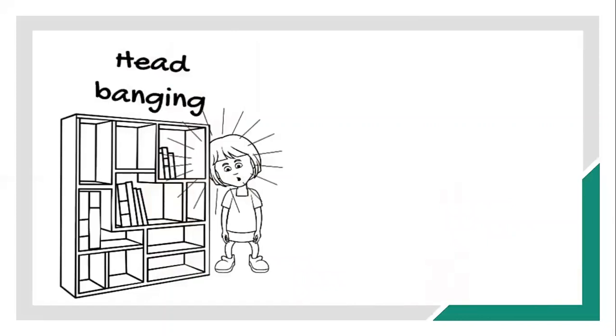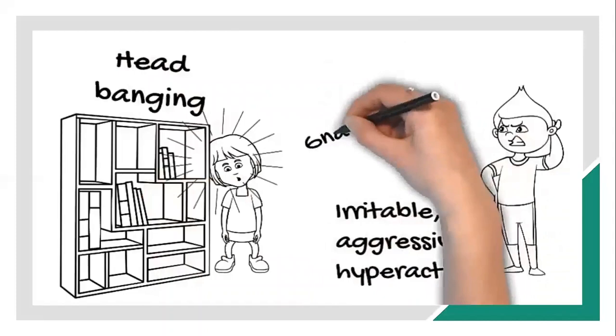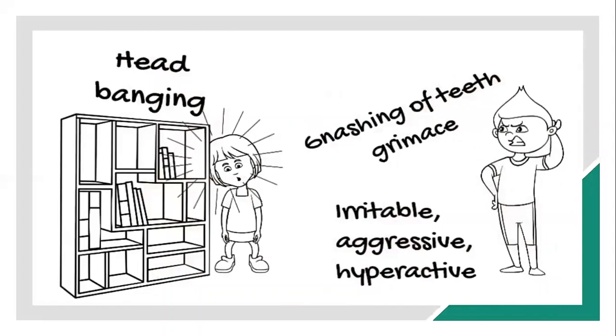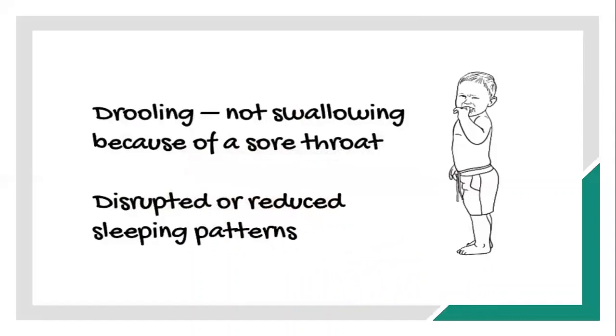Children can also become irritable, aggressive, or hyperactive. And the gnashing of teeth or grimace often indicate pain. Drooling may be an indication of a sore throat, as the child doesn't want to swallow. Disrupted or reduced sleeping patterns may be an indication of pain, but not always.